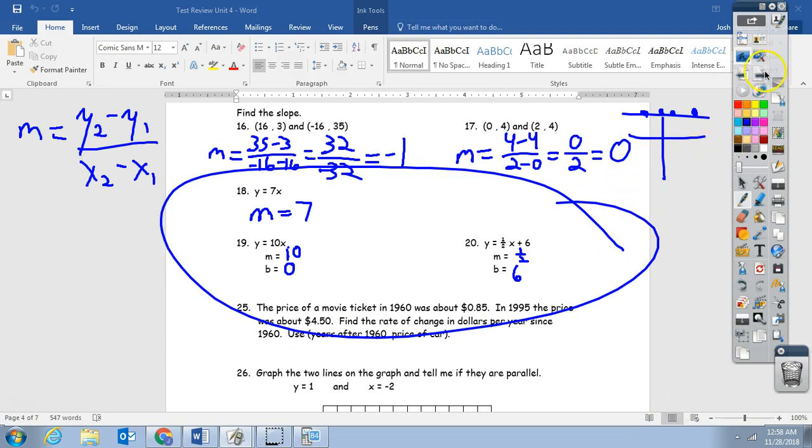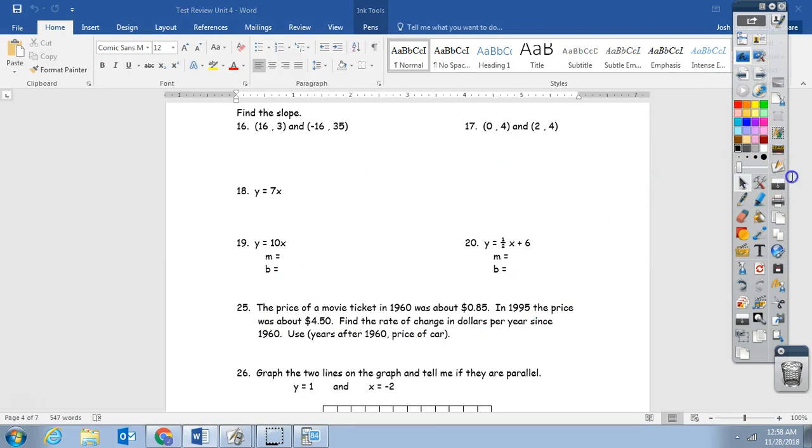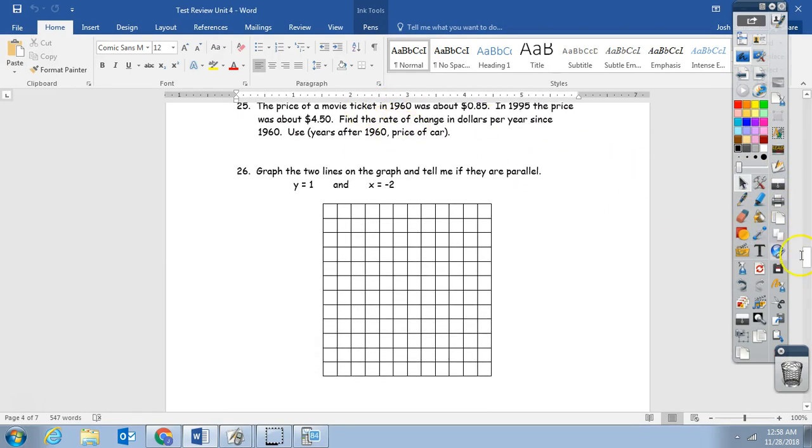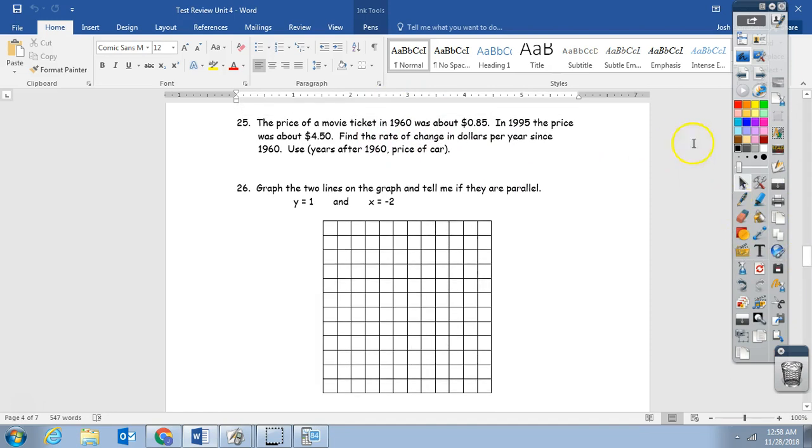Number 25 deals with finding the rate of change. Guess what, guys? Rate of change is still basically the same thing as the slope. Now, I did give you a little hint here. I told you to use years after 1960 and price of a car as your X value and your Y value. That'll probably help you a little bit.